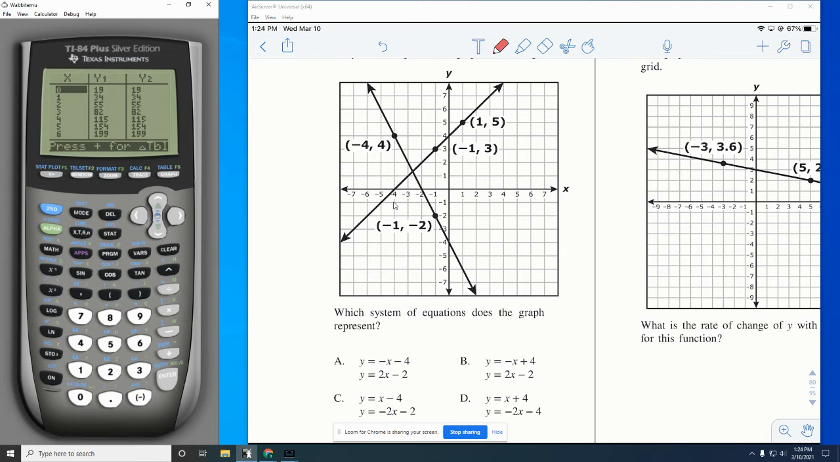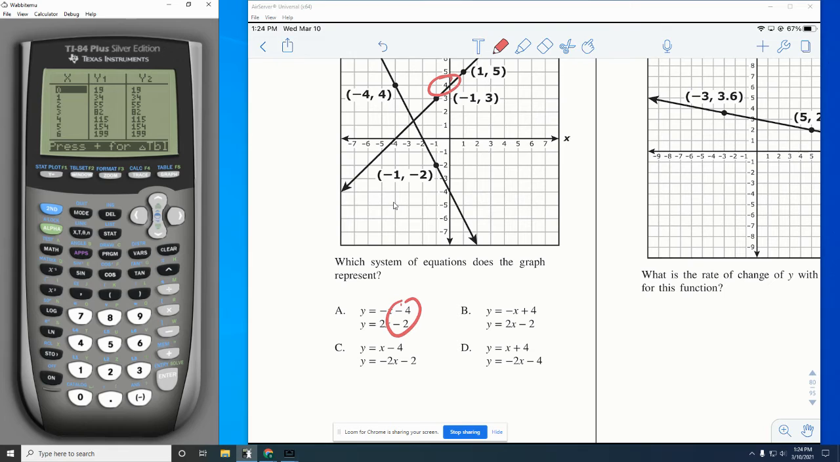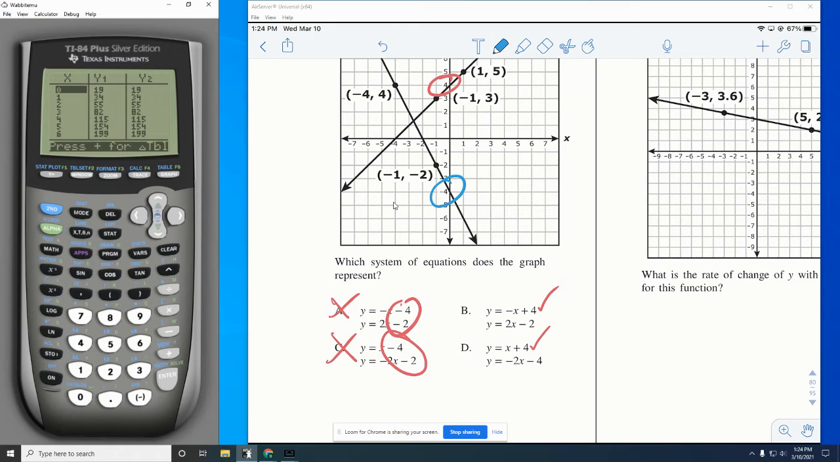You could also look at your y-intercept. One of my y-intercepts has to be a positive 4. This one does not have any positive 4s. This does not have any positive 4s. This has a positive 4, and this has a positive 4. And then my other y-intercept is a negative 4. So D would have to be my correct answer.